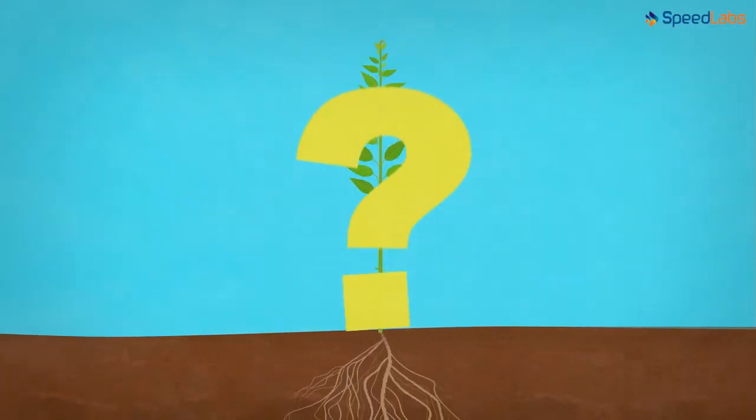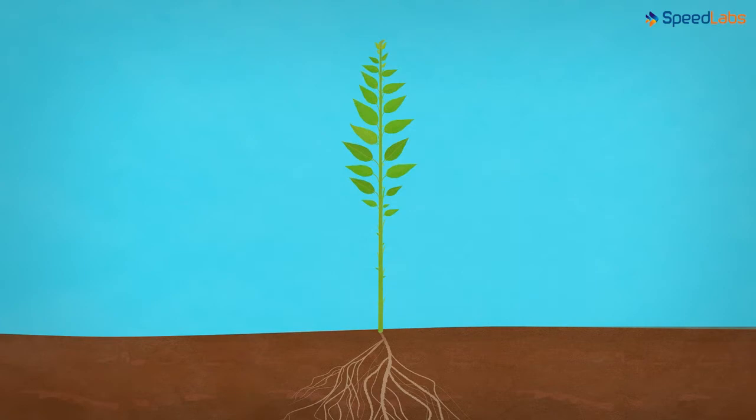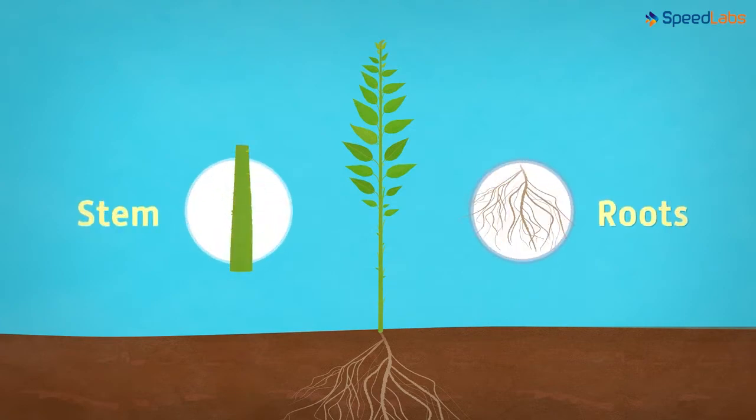Which part of the plant gives us the fibers? Stem or roots? Yes, it's the stem. The stem of the jute plant is used to obtain the fibers. And how is this process carried out? Let's understand it in detail.